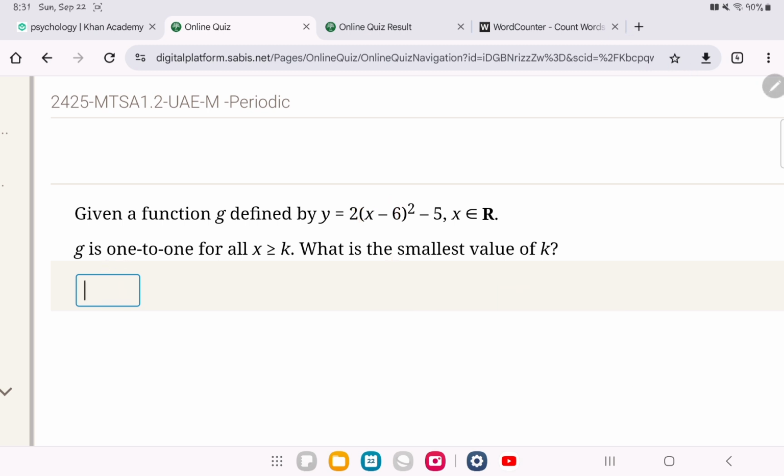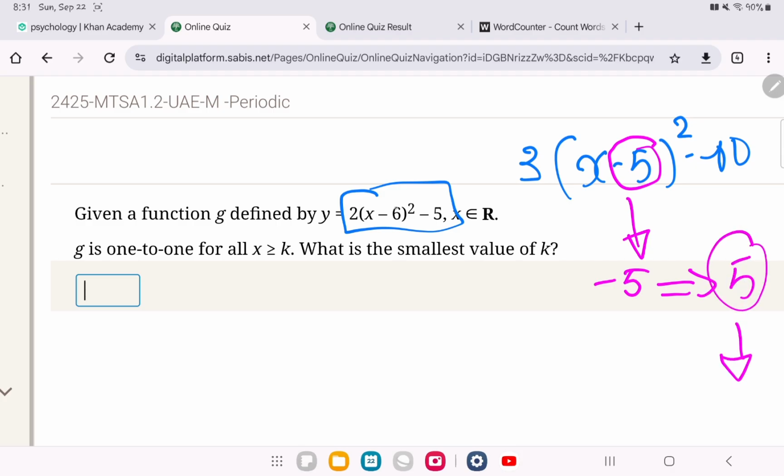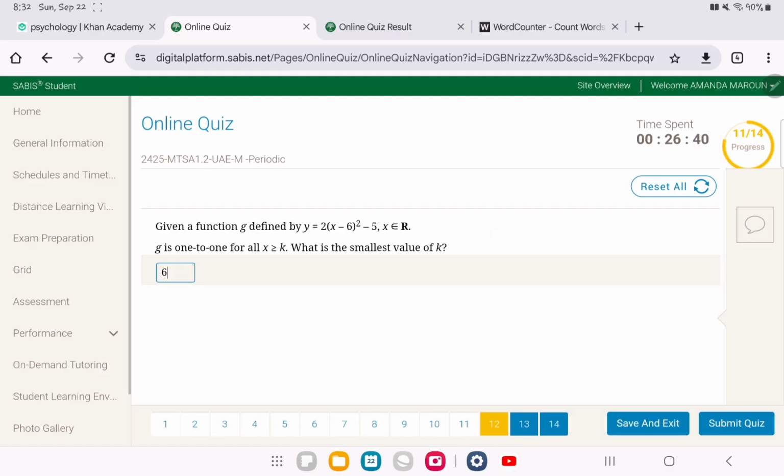Another way of solving it is directly, when you see an equation in this form. For example, I remember in the AMS it came like (3x minus 5) squared minus 10, something like this. What we had to do was take the number inside, minus 5, then choose the opposite, which becomes 5. So your answer is then 5. Same here. You take the number inside, minus 6, take the opposite, 6. So our answer is 6. So that is for question number 12.